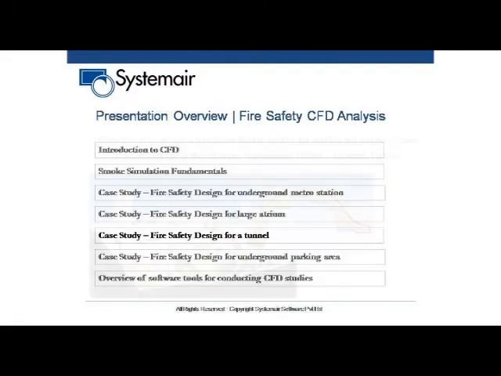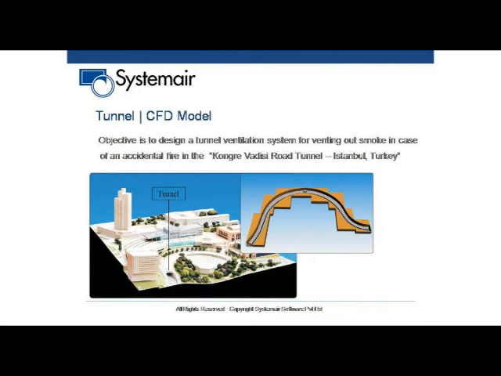Okay. Similarly, for a tunnel, we have to consider a lot of issues: whether the tunnel is bidirectional or unidirectional, what kind of cars and what kind of traffic we are expecting inside a tunnel. For tunnel design, there are NFPA and EN standards which specifically give guidelines, and obviously it's very critical.